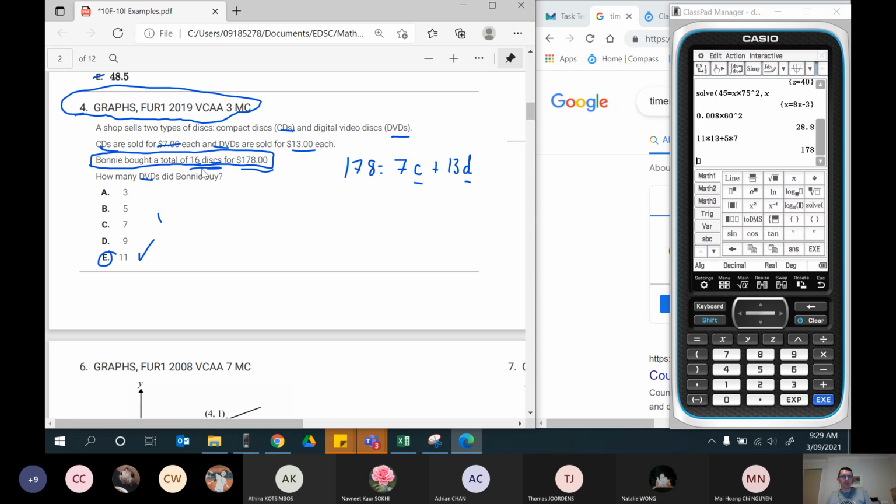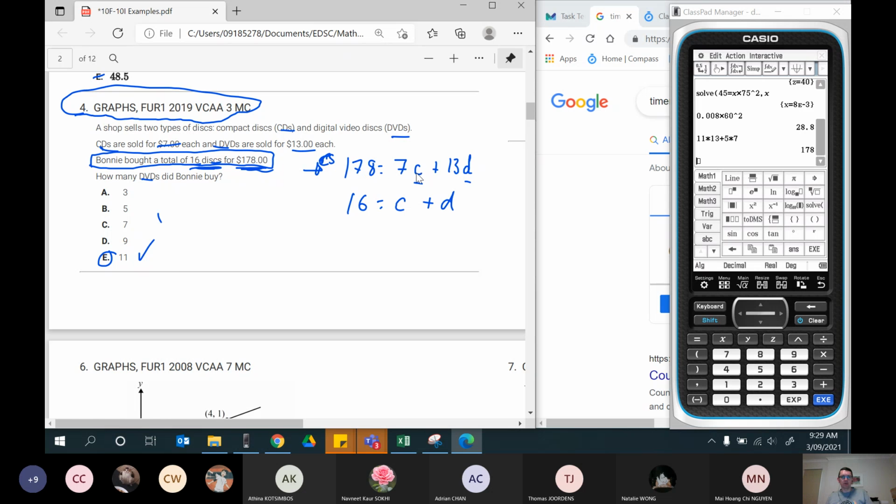There are 2 bits of information, 16 discs and the cost. The cost most people can get. But also she bought 16 discs, which would be the number of CDs plus the number of DVDs. So this is my cost, and this is the formula for how much it cost in total. I don't want to call it cost, but sales, let's call it.